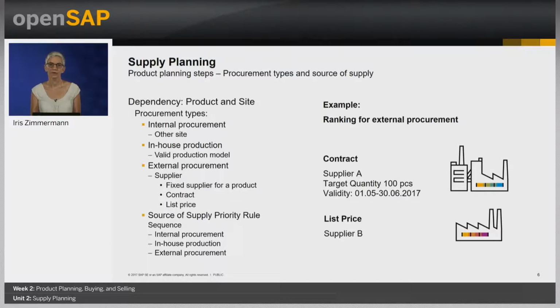On the right side, you see an example in which the contract for supplier A is ranked before the list price of supplier B, but only for the first half of the year. If no valid source of supply was found, still a purchase proposal is created, but the source of supply needs to be found by the purchasing department. With the source of supply priority rule, the system automatically determines the source of supply across procurement types. The sequence is internal procurement first, then in-house production, and last, external procurement.